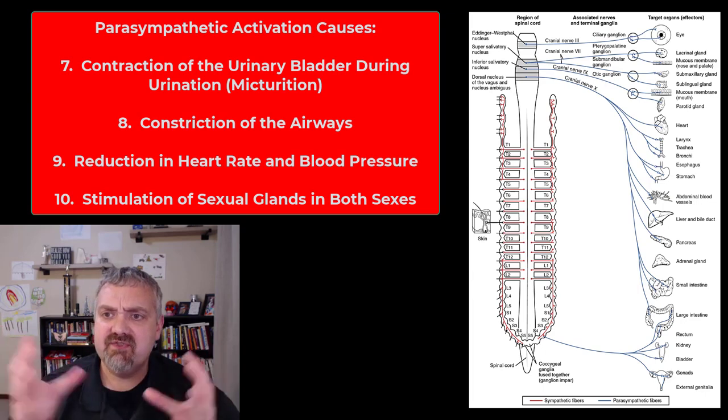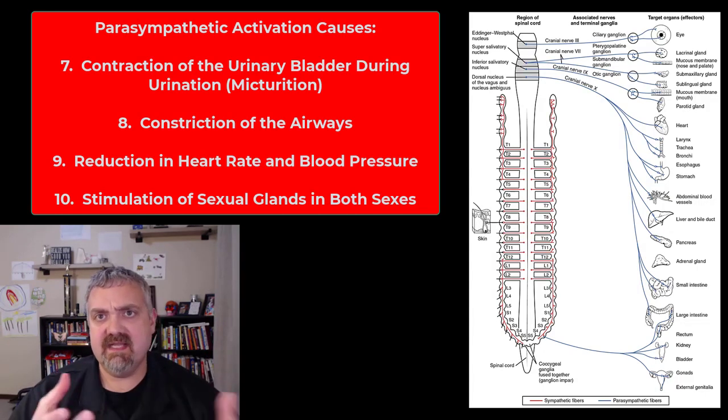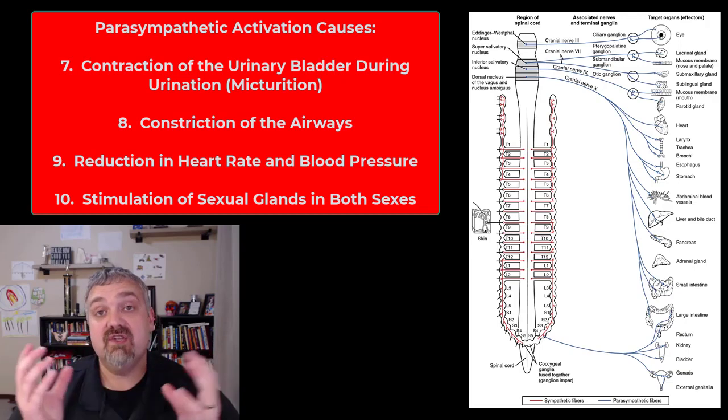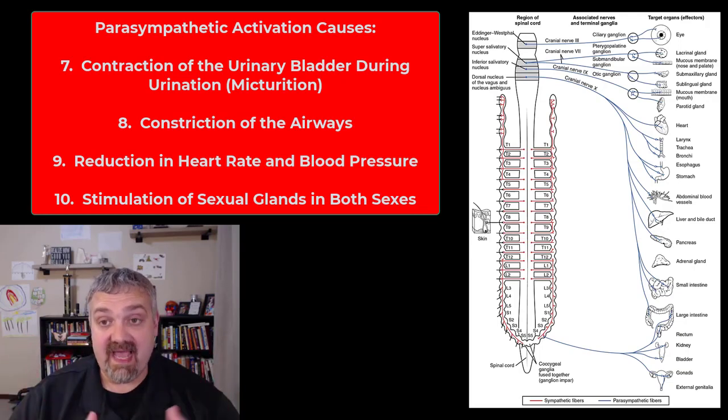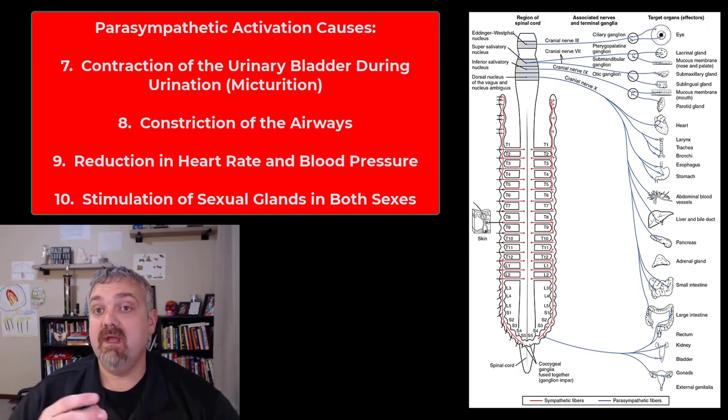Number eight, we're going to see constriction of the respiratory passageways. You don't need to move as much air because you're resting. You're not fighting. You're not fleeing. And number nine, we're going to see a reduction in heart rate and force of contraction and blood pressure. Because again, you're relaxing, you're recuperating, you're not fighting or fleeing. Then I already mentioned the last one, number 10, sexual arousal, and the stimulation of all the sexual glands involved with lubricating the reproductive systems, etc., are going to be under parasympathetic control.